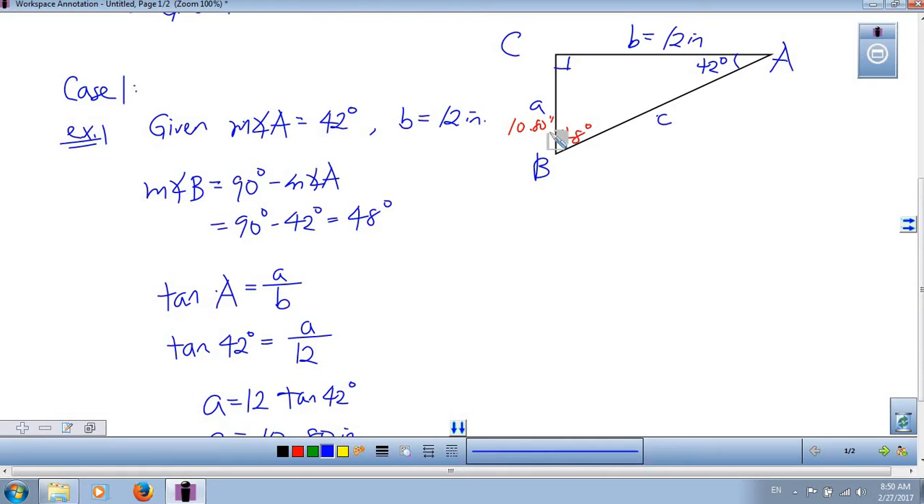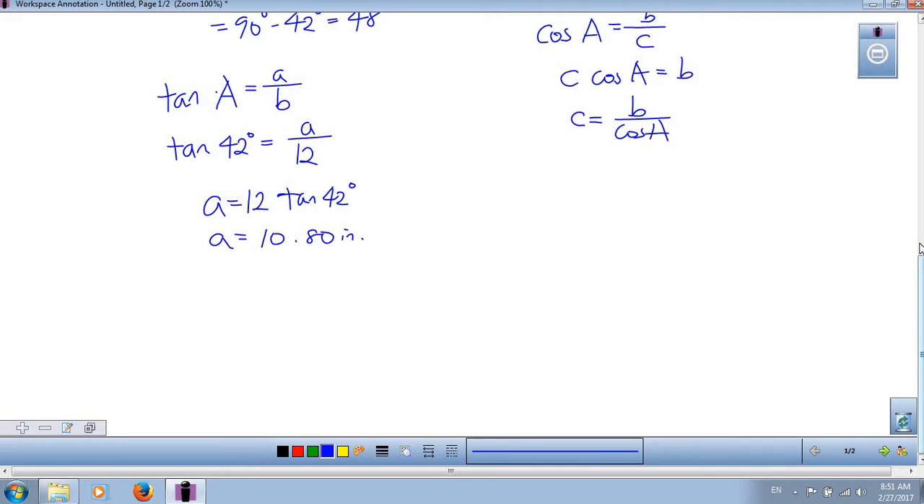For example, I got B is 12 inches, right? So the cosine of angle A will be the adjacent leg, which is B, divided by the hypotenuse C. So I can solve for C very easily by multiplying both sides by C. So C times cosine A will be equal to B, but I already know B, and I want to solve for C, so I divide both sides by cosine A. So C will be equal to B over cosine A. Okay, so there's just a little algebra manipulation there.